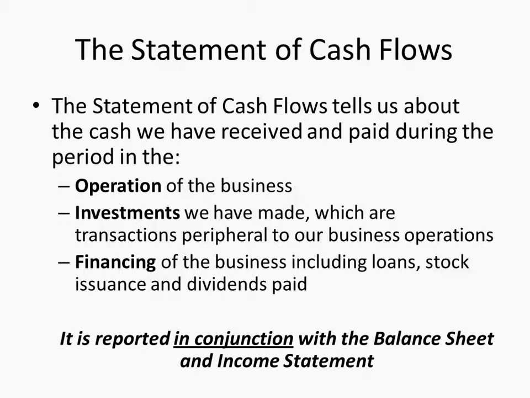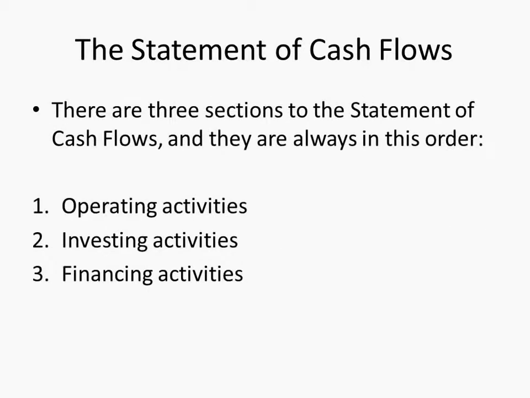Or are we investing in something which could be an indication of future growth, like we said? Or are we financing things? Which can also be a sign of growth or be a sign that we can't get enough cash elsewhere. So the cash flow statement is split into these three categories: operating, investing, and financing. OIF. O-I-F. That's the order. It always is in that order.